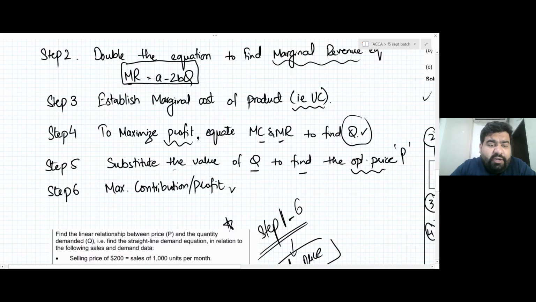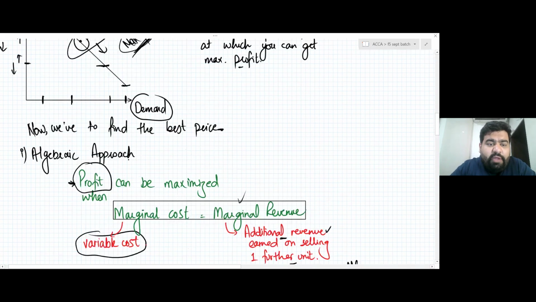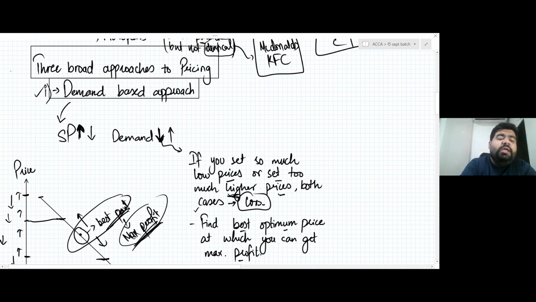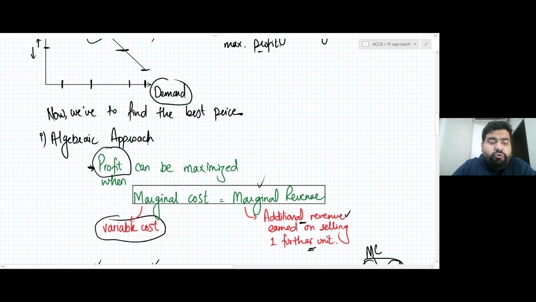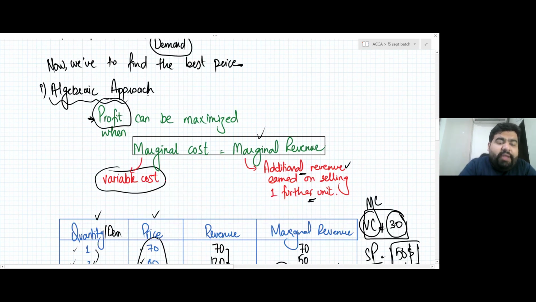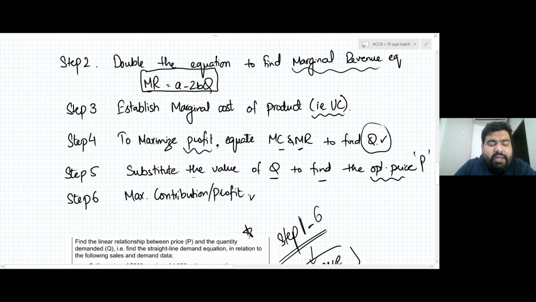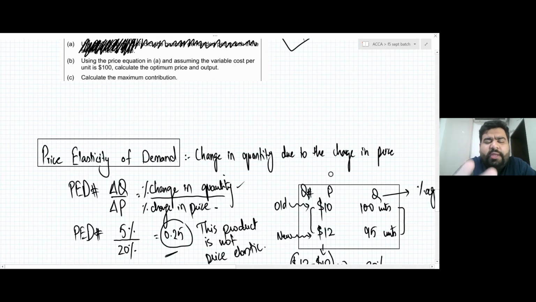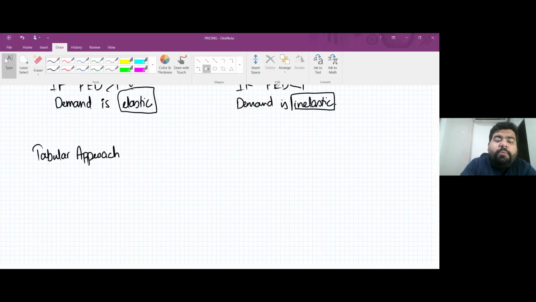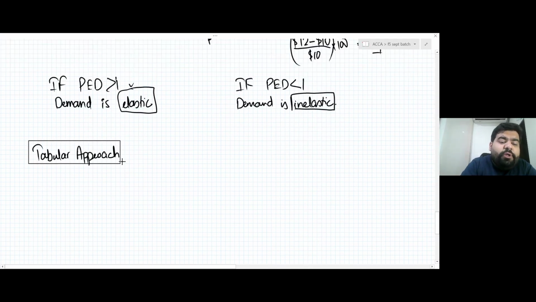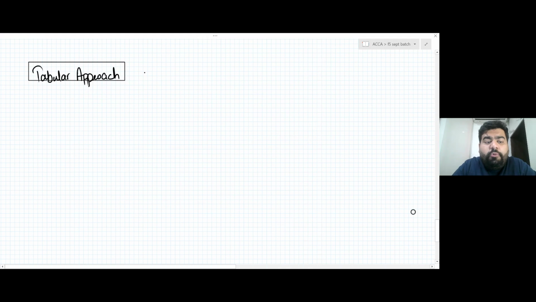So what we have done till now: we started from here, that there are three broad approaches of pricing, in which we are studying the first topic, the demand based approach. In the demand based approach we have two approaches: the algebraic approach, in which we have studied all that, and price elasticity of demand, which is basically the general topic included in this algebraic approach. You have to understand this concept. Now we have another approach in the demand based approach, that is the tabular approach. Tabular approach means the approach will be done through the table.